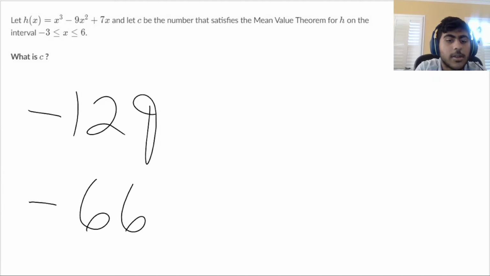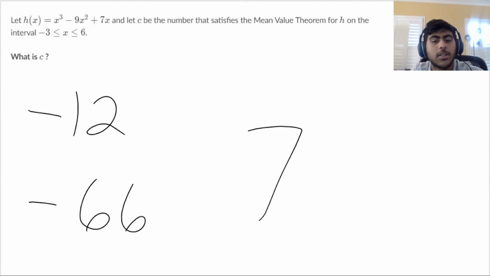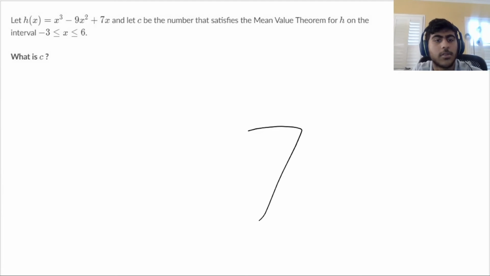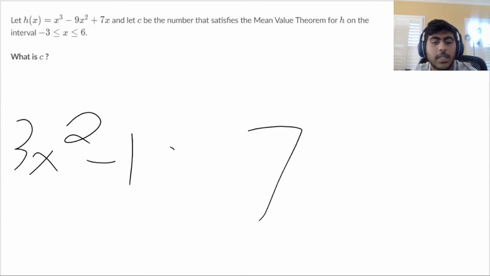Now, on this question, you most likely have a calculator, right? I don't have a calculator right now, so I'm just doing it in my head. You take the difference of these two, right? So the negative 66 minus the negative 129, and you're going to end up with 63. But 63 over the difference of 9 is going to be 7. And then that's going to be equal to the derivative. So let's take the derivative. 3x squared minus 18x plus 7 equals 7.